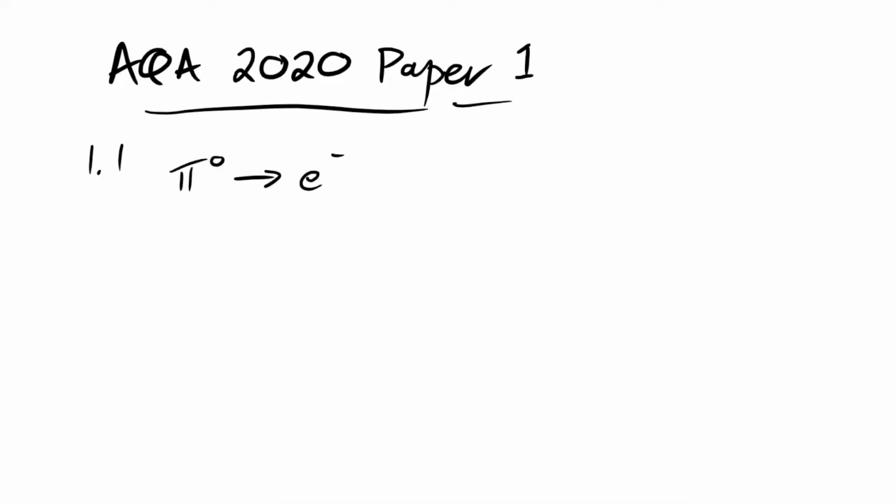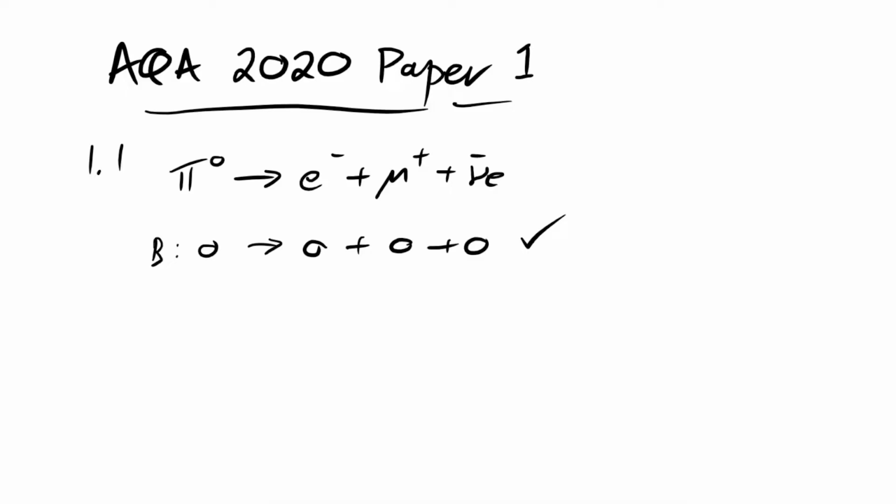1.1, we're being asked whether or not this decay is possible. So let's think about our conservation rules. Let's go with, well, there's no baryon numbers, are there? So it's just 0 goes to 0 plus 0 plus 0. So that checks out, that's fine.